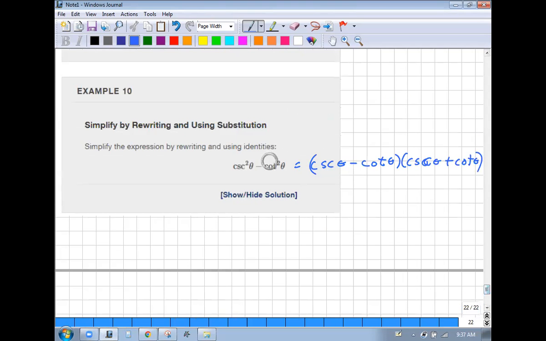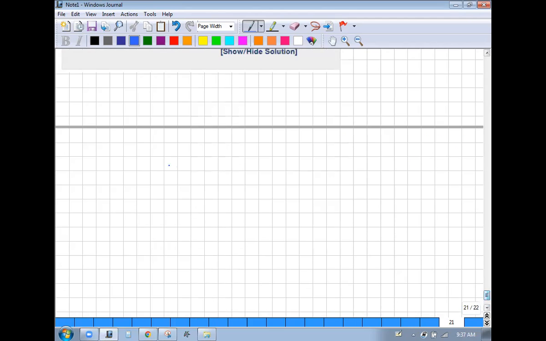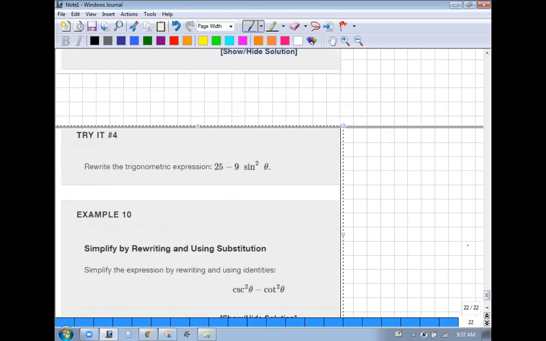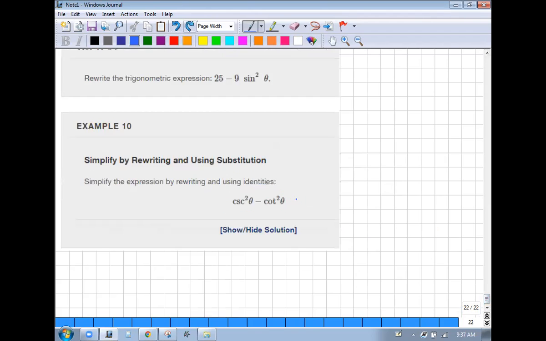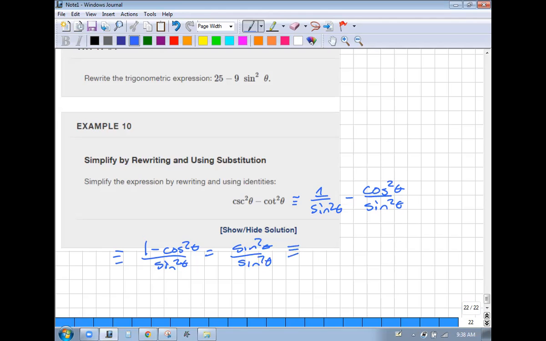Do that one again. Yeah, I could do difference of two squares, but what else could we do with this? I could say, okay, cosecant is 1 over sine, right? And then cotangent would be cosine over sine, right? So with a common denominator, this is 1 minus cosine squared over sine squared. Well, 1 minus cosine squared is sine squared. So this is all just 1. It's a fancy way of writing the number 1.